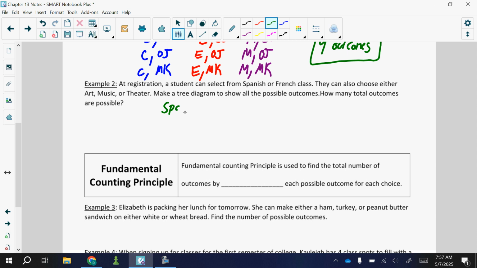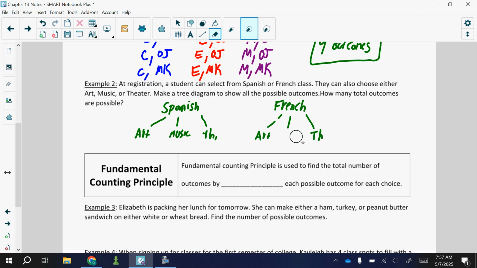I could choose Spanish. I could also choose French. If I choose Spanish, I can also choose to take art, music, or theater. If I choose French, I can also choose to have art, music, or theater. Okay, and then list the total outcomes, well, there's 1, 2, 3, 4, 5, 6 possible outcomes.